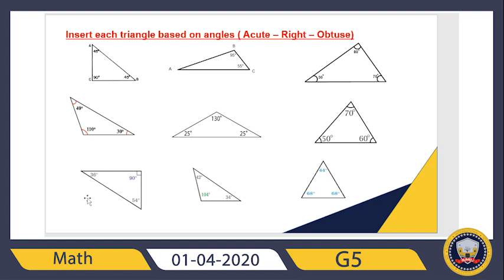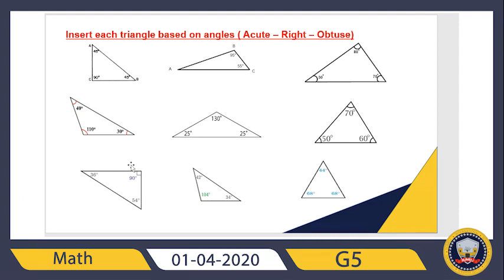Here, in this question, the first angle is 36 degrees, the second angle is 54 degrees, and the third angle is 90 degrees. It's exactly 90 degrees. As long as I have one angle equal to 90 degrees, this means that this is a right angle triangle. Yes, it's a right angle triangle because I have one angle equal to 90 degrees.